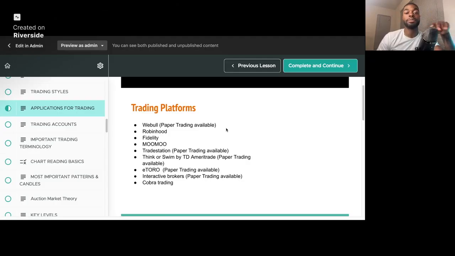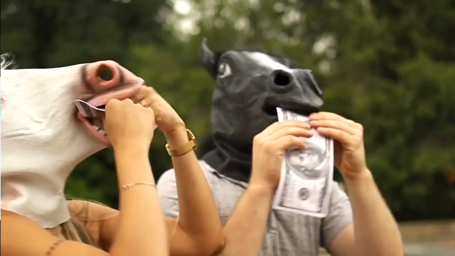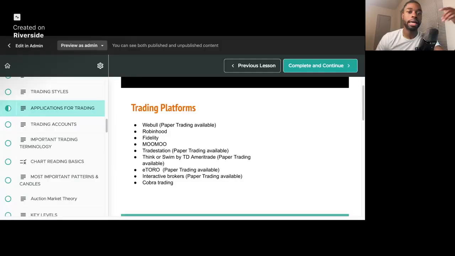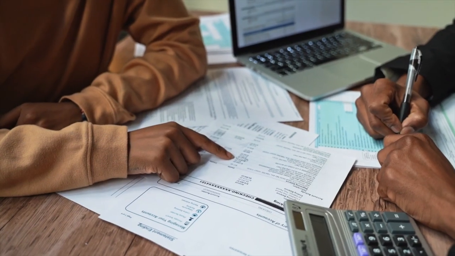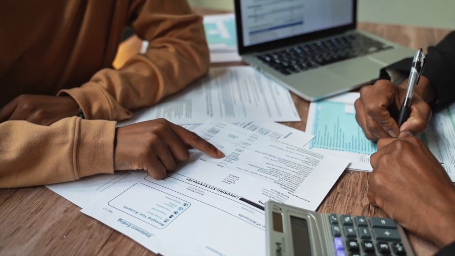And Webull is a great platform because it has paper trading available. What that basically means is that you're able to trade with fake money. And that way you can learn on the go without putting any of your own money at risk.